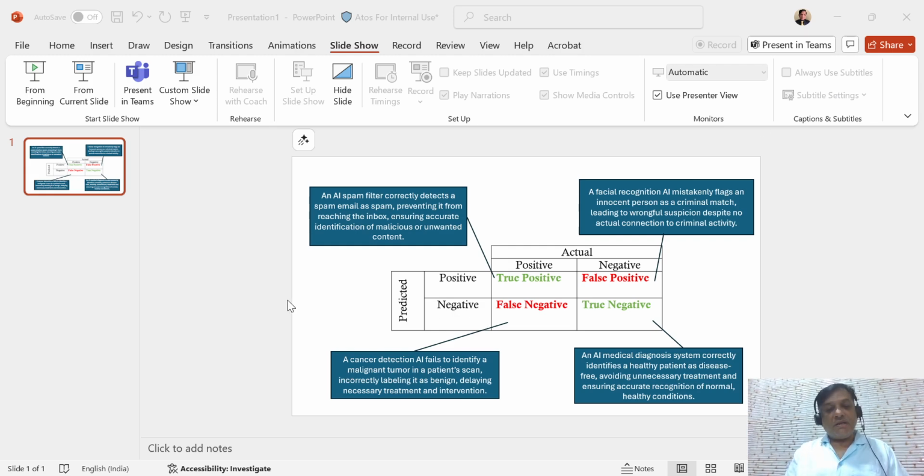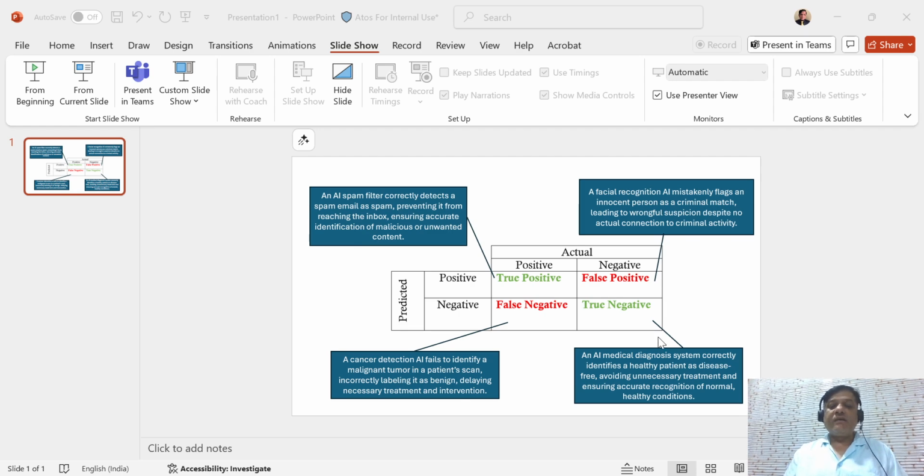Then false negative. We are predicting negative, but it is actually giving a positive result. So the cancer detection AI fails to identify a malignant tumor in the patient's scan, incorrectly labeling it as benign, delaying necessary treatment and intervention. Actually the tumor is there, but it is not predicting that tumor, so it is false negative.